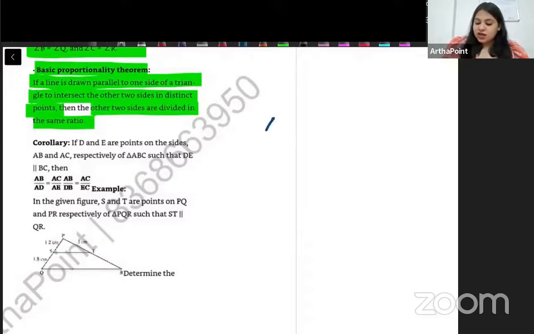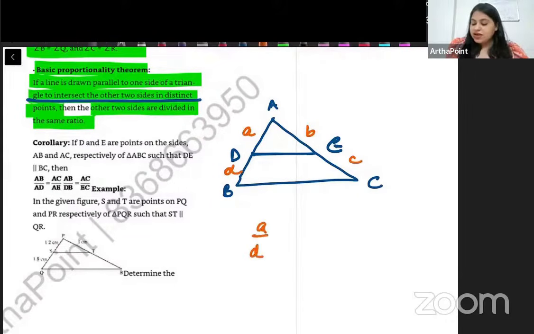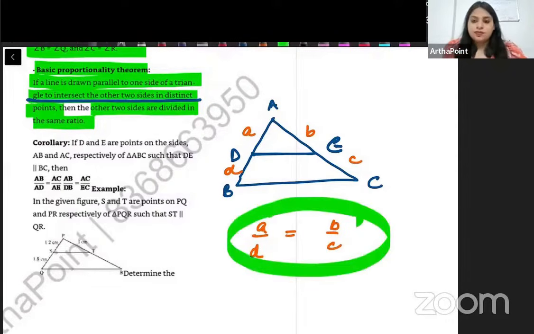So I have this triangle A, B, C. If I draw a line parallel to one side, meaning I am drawing a line parallel to BC, this line, DE maybe, to intersect the two sides, then they are divided in the same ratio. That means AD by DB should be equal to AE by EC. They should be divided in the same ratio.